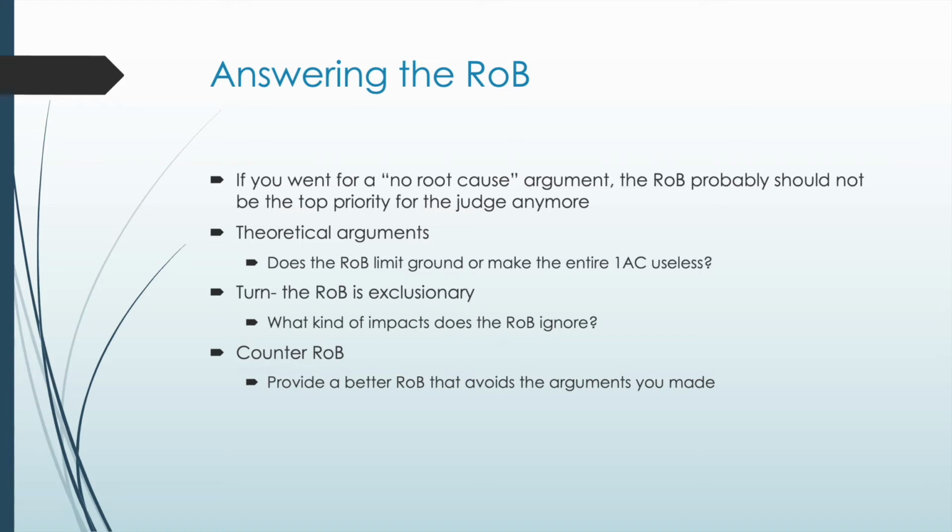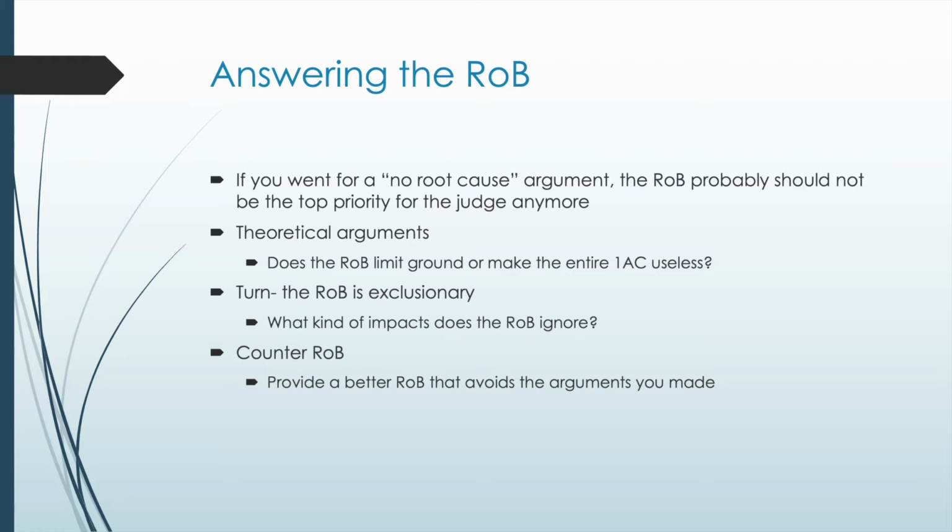Other types of arguments that you can make are theoretical arguments. Again, this is your chance to uplayer. So you can ask the question of yourself during prep time, does the role of the ballot limit ground or make the entire 1AC useless? Is it a Stratsky argument that you read an entire case that's focused on the environment, and then they get up and say the only thing that matters is queer discrimination? Doesn't that make the entirety of the 1AC useless, and doesn't that kind of seem like an unfair strategic move for the NC to make? So maybe that's ground for some theoretical arguments.